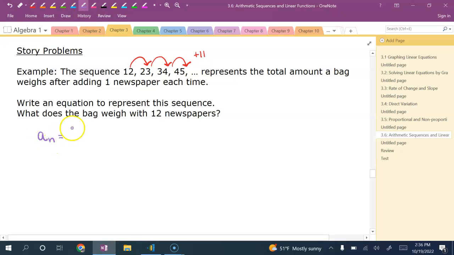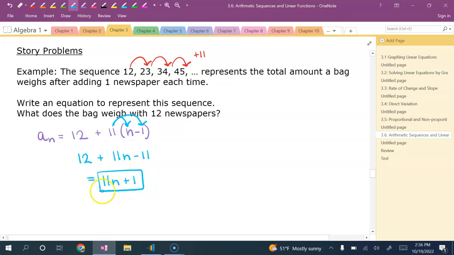So a_n would be 12 for your first term, plus 11 times n minus 1. So this would be for writing our equation. If we distribute the 11, we would have 12 plus 11n minus 11, and so this would simplify to 11n plus 1. Now if I wanted to find how much it would weigh with 12 newspapers, that's the same idea as finding the 12th term. I would take 11 times 12 plus 1, which would come out to be 133.